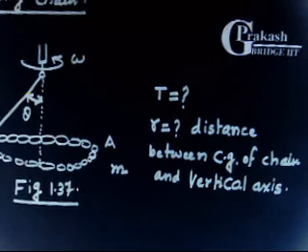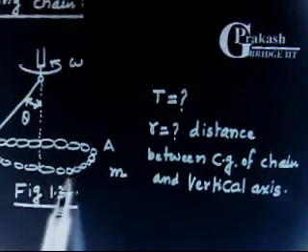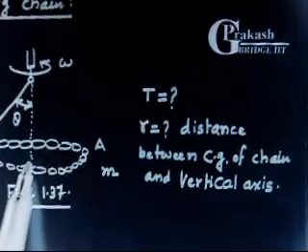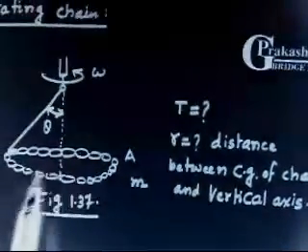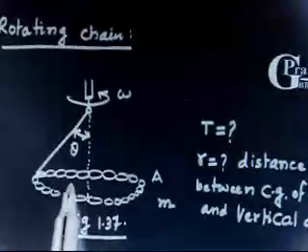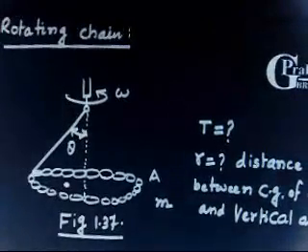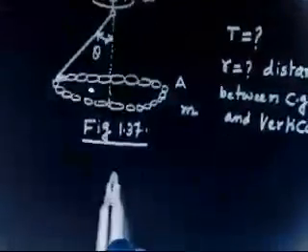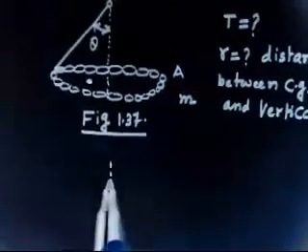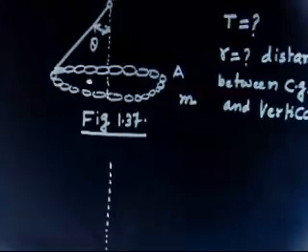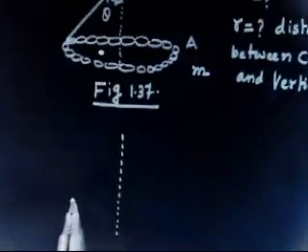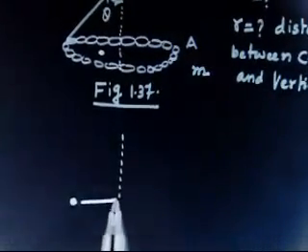So let us assume if this is 100% circular, then in that case center of gravity will lie here. But let us say center of gravity is here. So this is the center of gravity. Now what I will do is, the same problem can be written something like this. So this is my vertical axis and center of gravity is here. Let us say this distance is r.